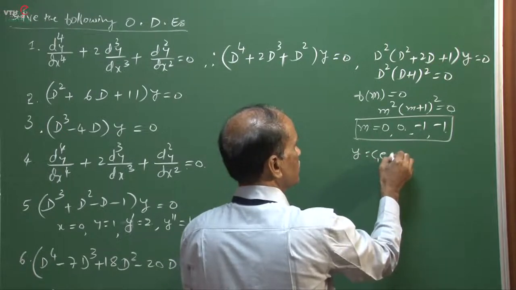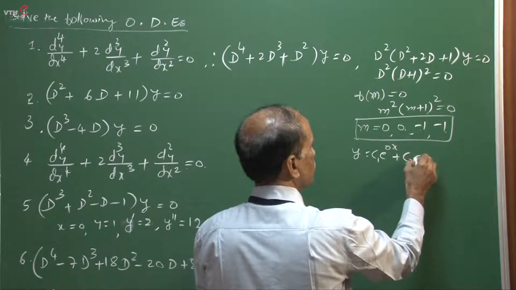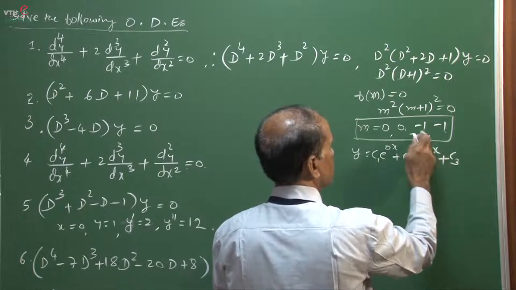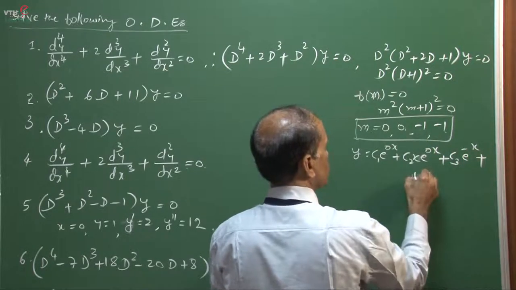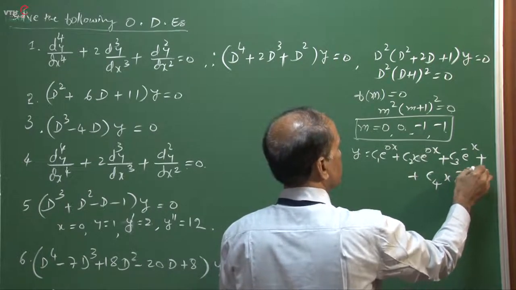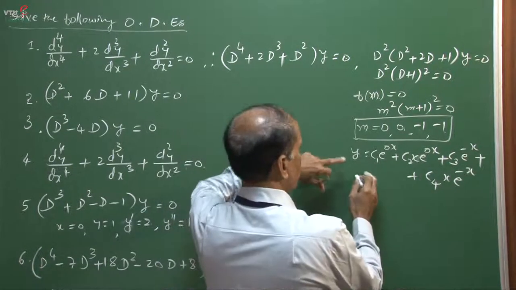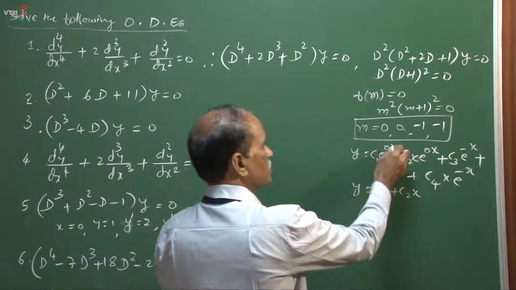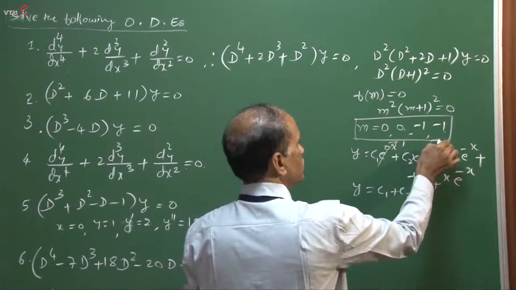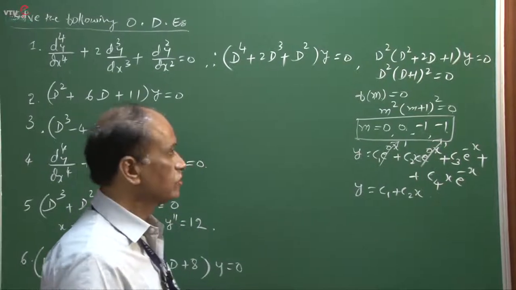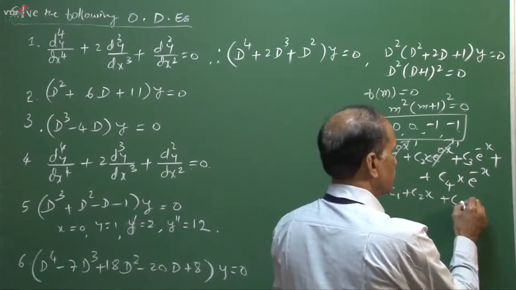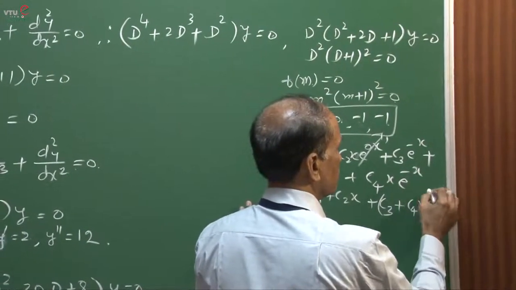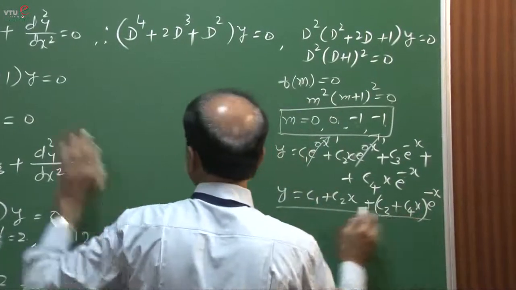Y is equal to c1 e to the power 0 into x plus c2 x into e to the power 0 into x plus c3 e to the power minus x plus c4 x into e to the power minus x. Therefore this y takes the solution c1 plus c2 x, because e to the power 0 into x is 1. Therefore the last two terms should be c3 plus c4 x into e to the power minus x. This is the solution you can expect for the first problem.